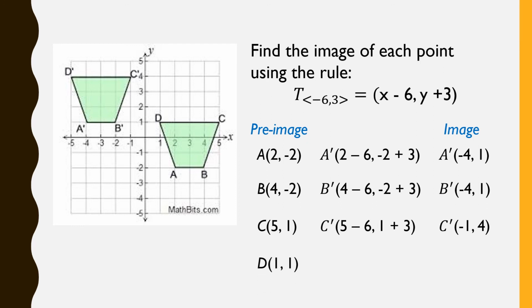And then using that same rule for D, D is at 1, 1. So the image of D is going to take the x-coordinate 1, subtract 6, and then the y-coordinate 1 and add 3. And we end up with the image of D, which is called D prime, negative 5, 4. So anytime you have the rule, you have to make sure that each coordinate is moved in the same direction and the same distance.